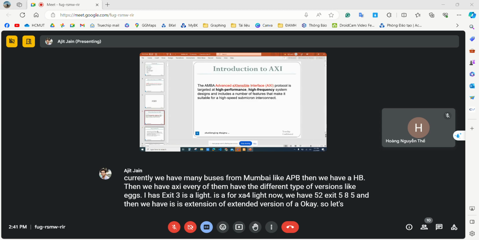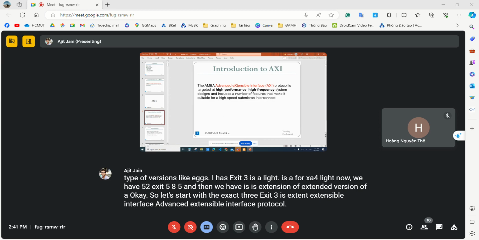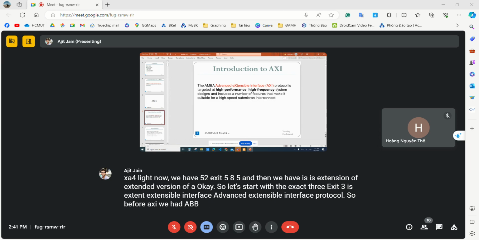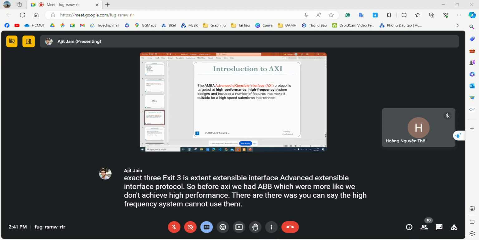So let's start with AXI 3. AXI 3 is the Advanced eXtensible Interface protocol. Before AXI, we had APB and AHB, which did not achieve high performance, or you can say high frequency systems cannot use them.